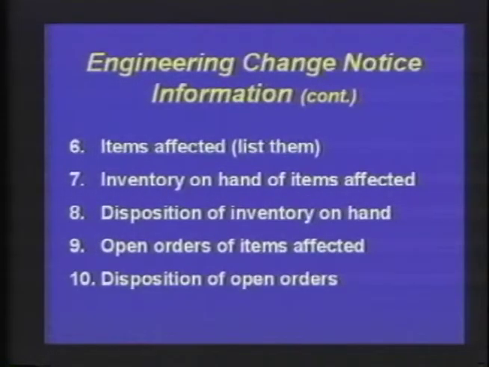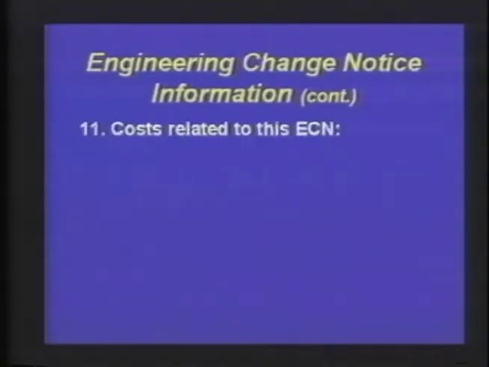Each of those, through a bonded scrap dealer, will make certain that your equipment or spare parts do not get recycled by some third party and ultimately find their way into the marketplace. The disposition of inventory on hand, we've just discussed. Open orders of items affected, if any. The disposition of open orders. Do I cancel an order? Do I issue a new order for the new item? Or do I just merely send a change notice to the supplier if it's for a purchased item?